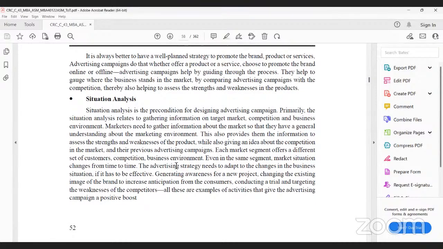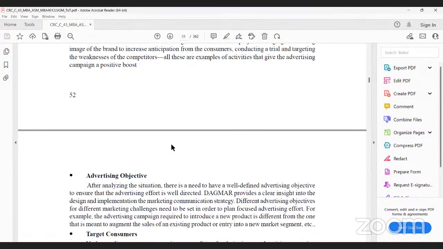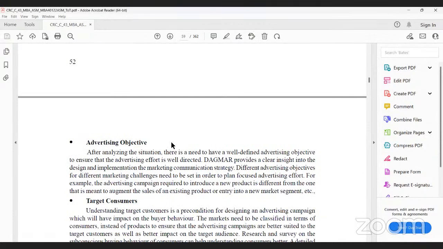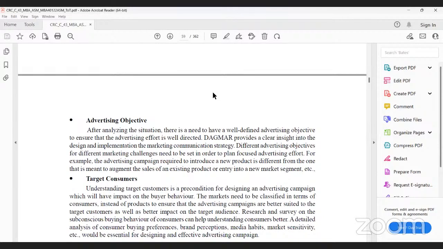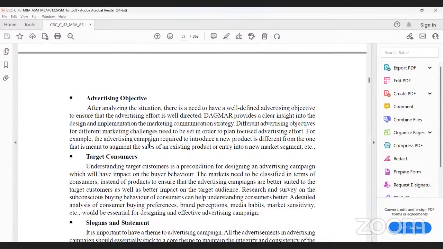So generally, the advertising strategy needs to adopt some changes. So advertising objectives are required. So why is it important? What are the objectives? And the target customer. Understanding the target customer is the precondition for designing an advertising campaign, which will have an influence on buyer behavior.